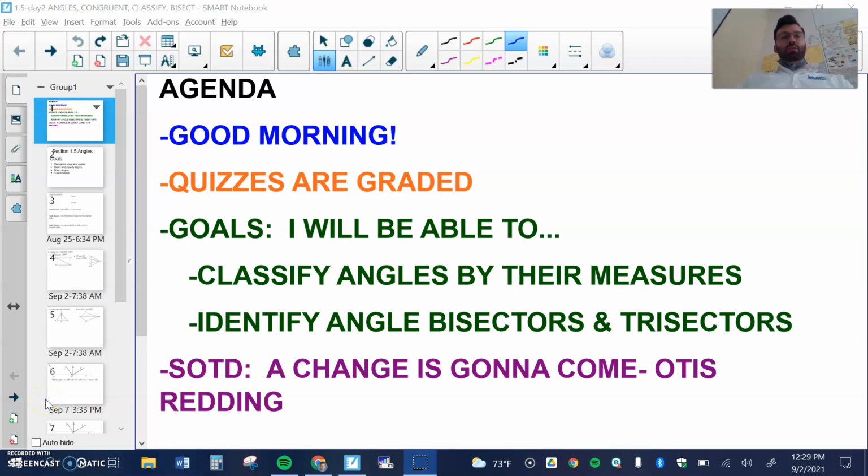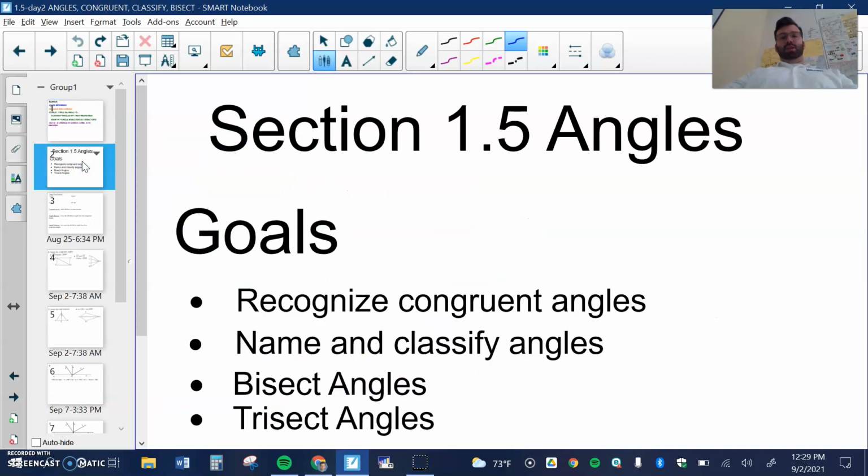All right, let's talk 1.5 day 2. Now, we introduced 1.5 when I wasn't here last Friday. But let's go over it, we're going to go a little bit deeper and kind of review it a little bit. Okay. Section 1.5 notes, here are goals.